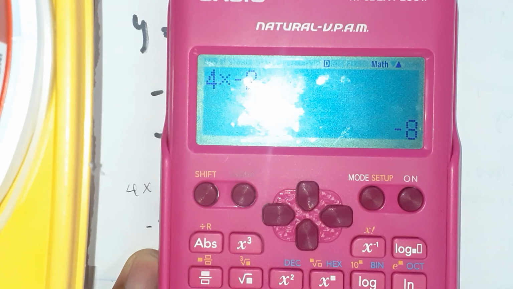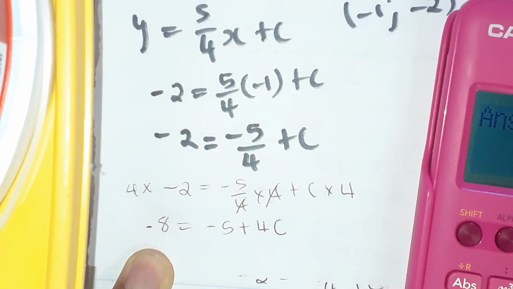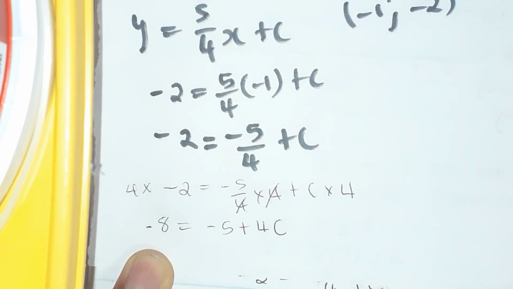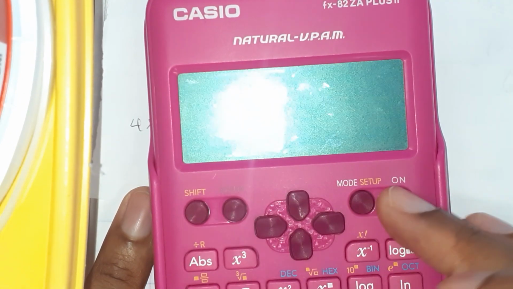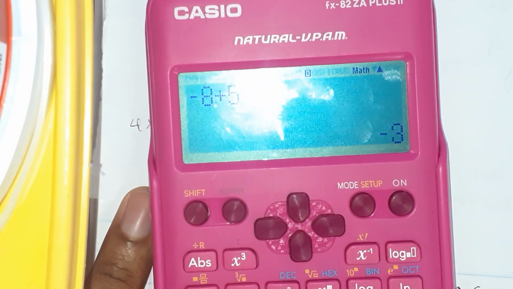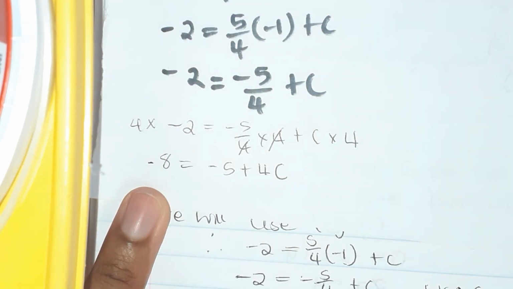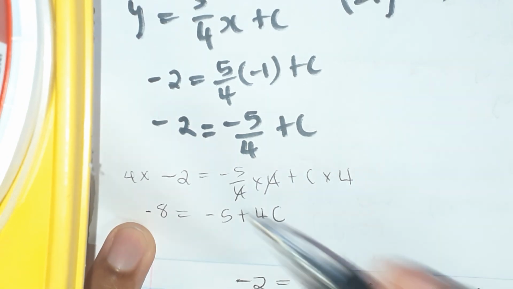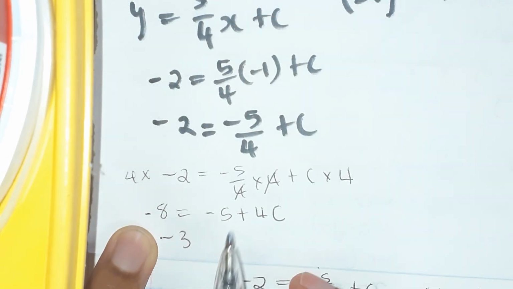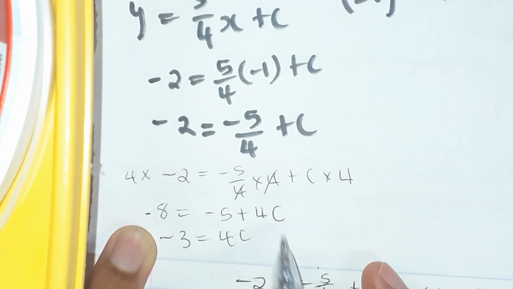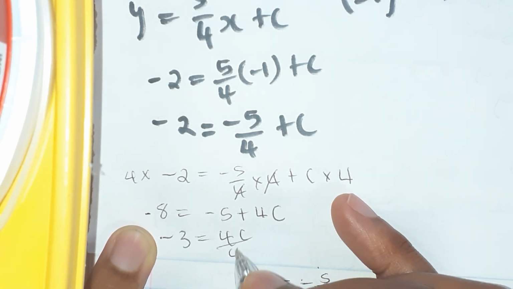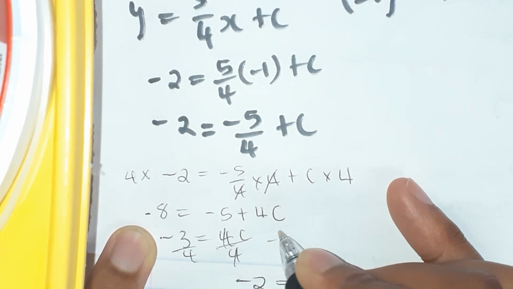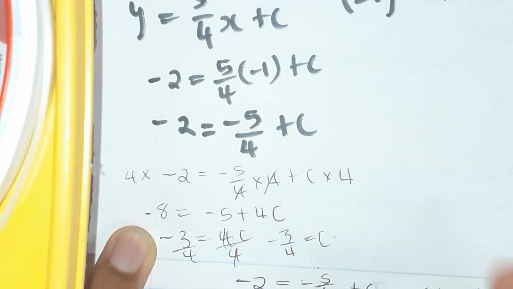So we'll have -8 plus 5, because when this 5 comes to this side, it will change sign. That will give us -3. So -8 plus 5 is going to equal 4c. Now we want c, so we'll divide by 4 to get rid of that 4, and then -3/4 will be the value of c.